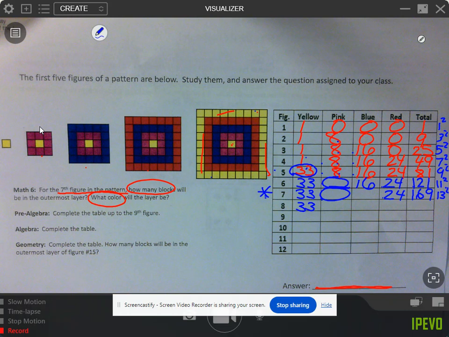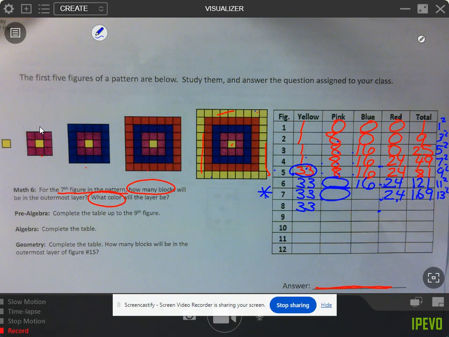Is our red jumping up on the 7th figure? We go from the 6th to the 7th. Is it jumping up to a new number? Is the red jumping up, going from the 6th figure to the 7th figure? It's not going to be outside. The red was on the outside for the 4th, and it will be on the outside for the 8th, but it's the same number going from the 6th to the 7th. So it is not on the outside.